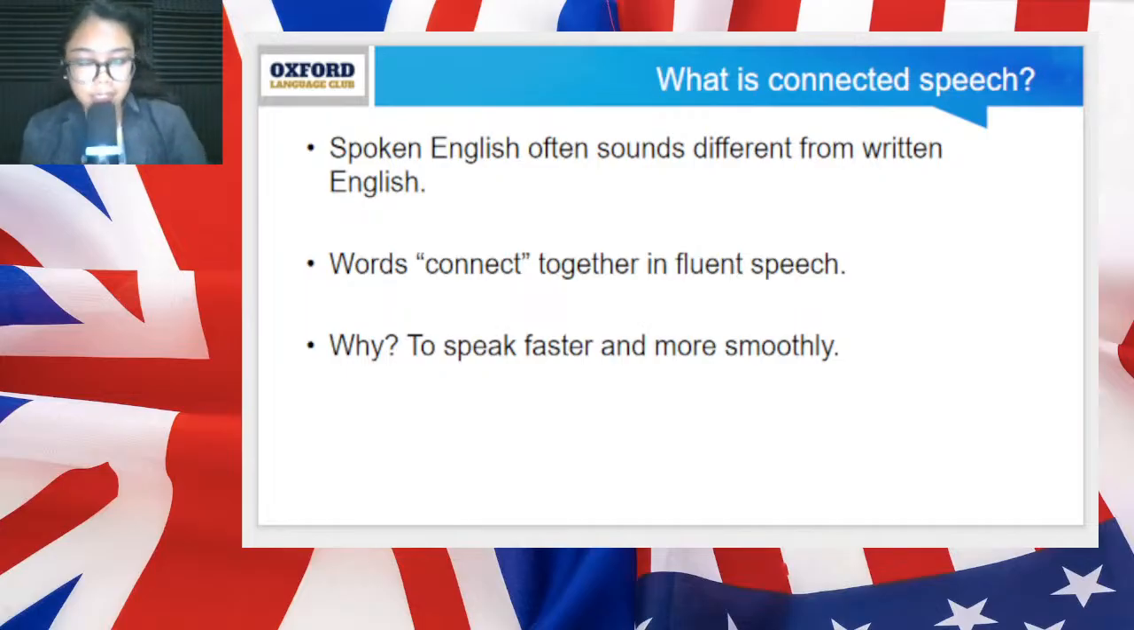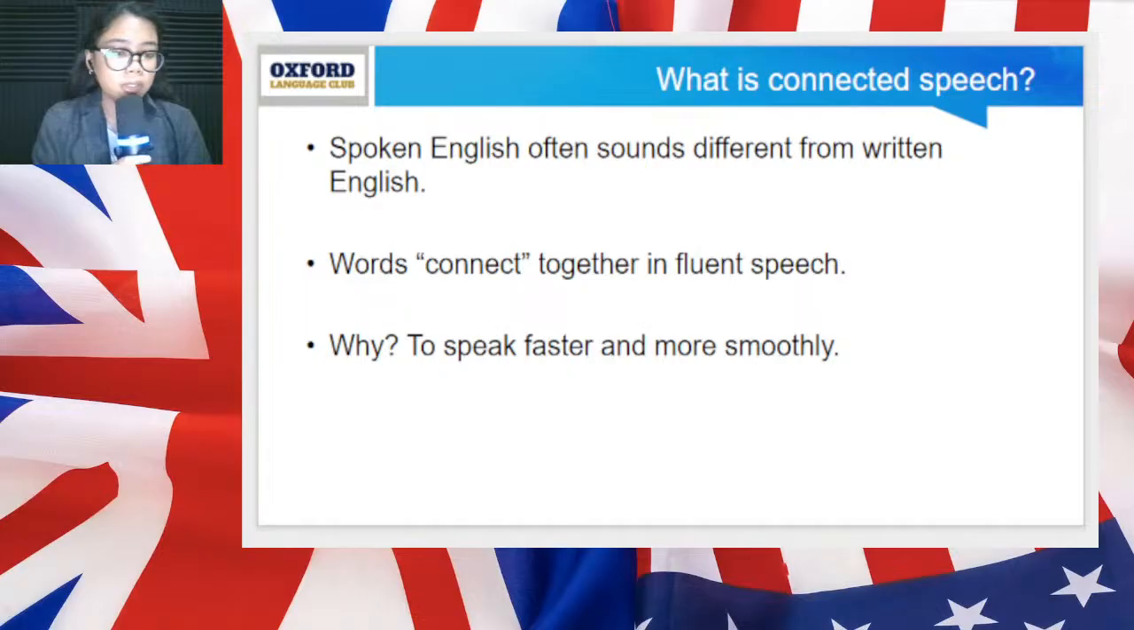Now, again, what is connected speech? This is such a fundamental concept, and the more we explore it now, the clearer our journey through the specific types of connected speech will be. As we see on our slide, the very first crucial point is that spoken English often sounds different from written English. This is perhaps one of the biggest challenges for language learners, and it can make spoken English feel daunting, hard, or incredibly fast, almost like a blur of sounds.